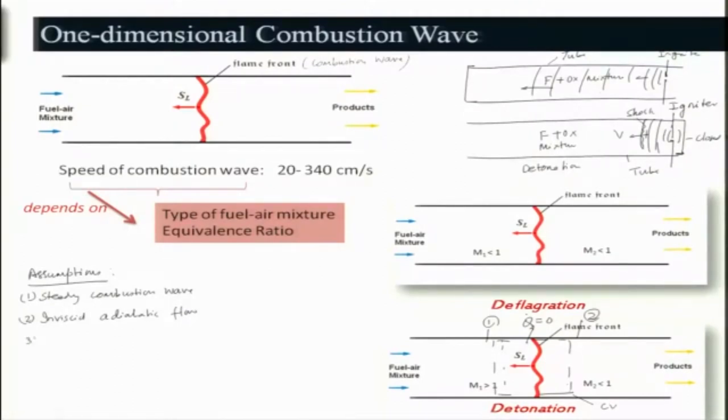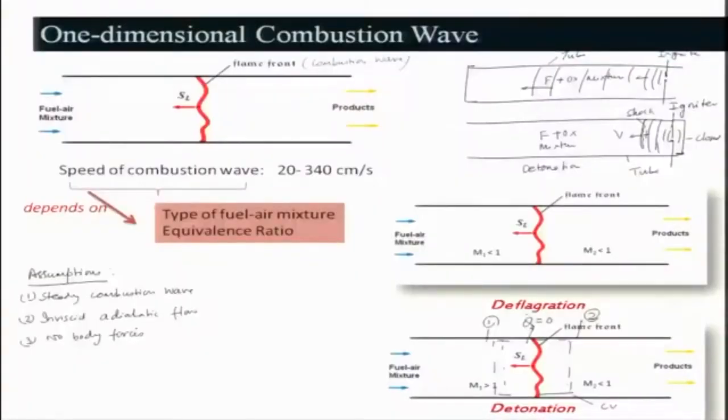And three is no body forces, either electromagnetic or gravitational. However, when deflagration to detonation occurs in a supernova or some other places, it is quite complex. Supernova is a cosmic phenomenon, and there also people say it occurs because of deflagration to detonation. But here we are not considering those body forces.